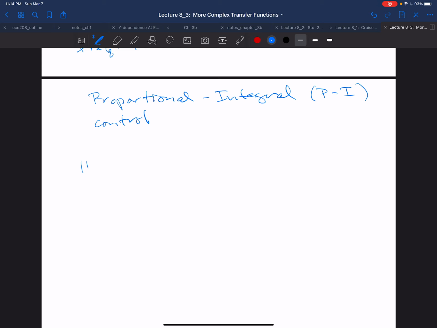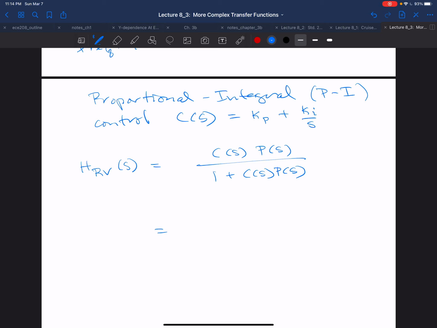So in this case, our transfer function from the reference input to the speed of the vehicle is in general C of S P of S over 1 plus C of S P of S. In this case, we're going to have a controller transfer function that looks like Kp plus Ki over S. So in other words, our control input U will have a term that is proportional to the error signal and another term that is proportional to the integral of the error signal, combining the two features of the previous controllers.